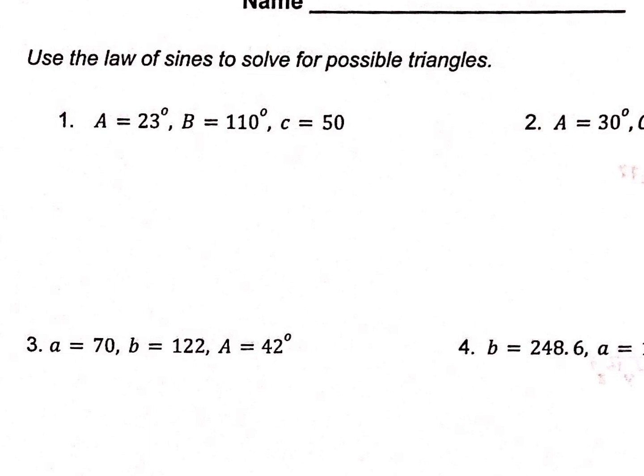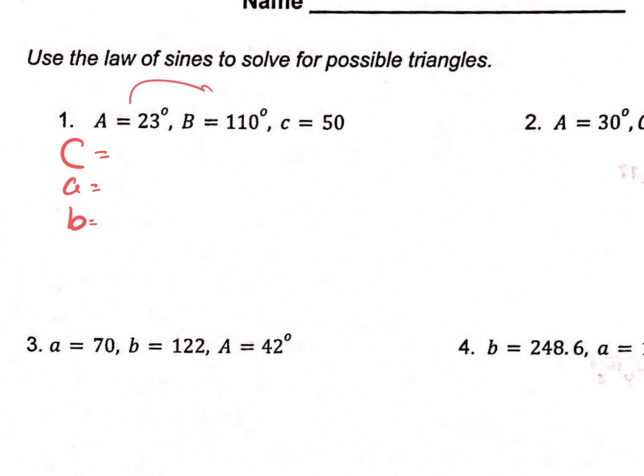Numbers 1 and 2 are not angle-side-side or side-side-angle, so they're all just going to have one case. If you have two angles, that's AAS, you don't have to worry about the ambiguous case. So I'm looking for big C, little a, and little b. And big C is easy.